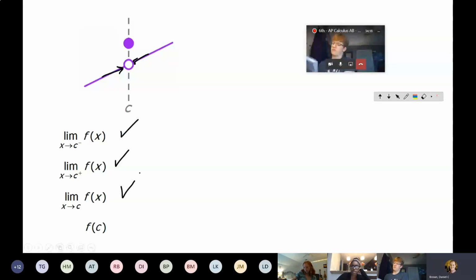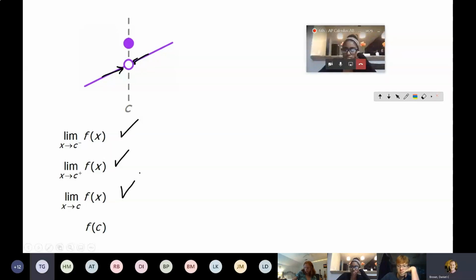They're both approaching the same number. The limit from the left and the limit from the right is approaching the same number. What would you say about the value of that function? Would it exist or not exist? No.